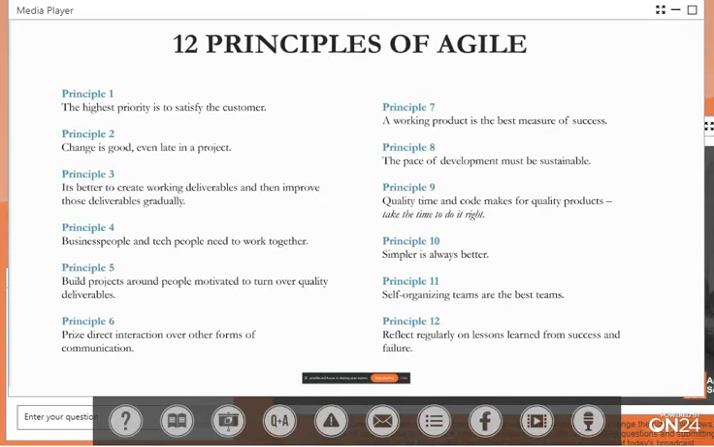Don't boil the ocean. Here's principle 10, simpler is always better. Have something that works that's simple before it can do everything that you want it to do, right? One feature at a time.